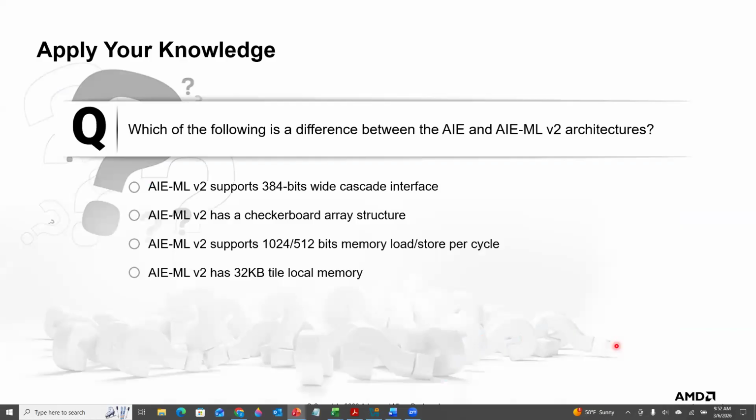So which of the following is the main difference between AIE and AIE ML? Okay, the first one is wrong. The second one is wrong. The third one is correct. And the fourth one is wrong. So only the third one here is true.